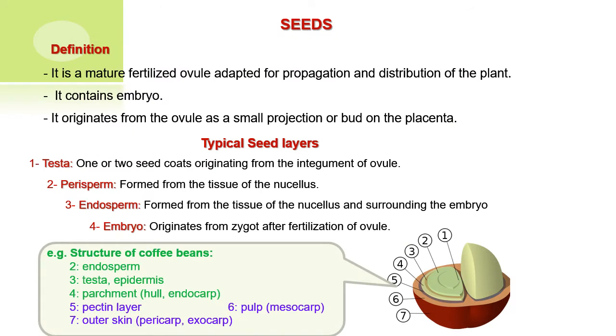In sha Allah, we will talk about lectures on seeds. Seed is defined as a mature fertilized ovule adapted for propagation and distribution of the plant. So seeds originate from ovules after fertilization of the ovules and ripening of the zygote or fertilized ovule into fruit containing the seed inside it. The seed contains the embryo, which is responsible for production of the new plant. So seeds function in distribution and propagation, or multiplication and reproduction, of plants.